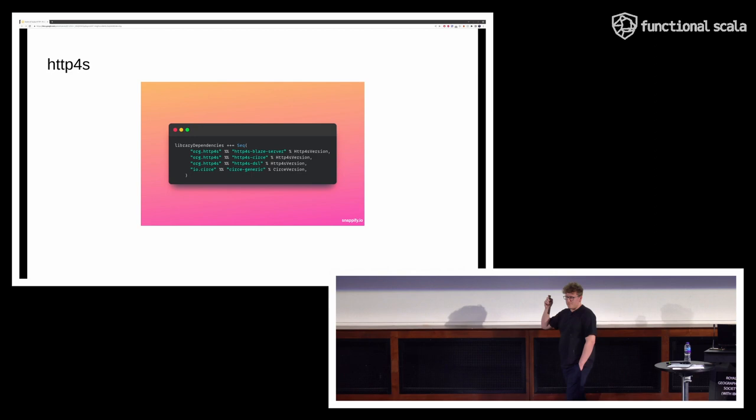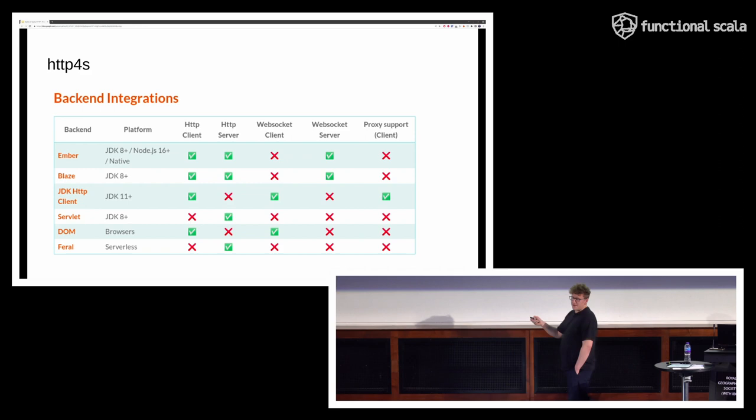So this is a table showing with how many different backends HTTP4s actually integrates. You can see Ember and Blaze that I have already talked about. They also support JDK HTTP client and a few others.